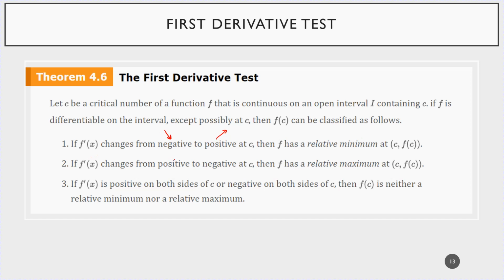If f prime changes from positive to negative, think about what you have here. You have a peak, because you're going from increasing to decreasing. Then f has a relative max at c, f of c. If f prime is positive on both sides of c or negative on both sides of c, then f of c is neither a relative min nor a relative max. I'll show you some visuals of that.